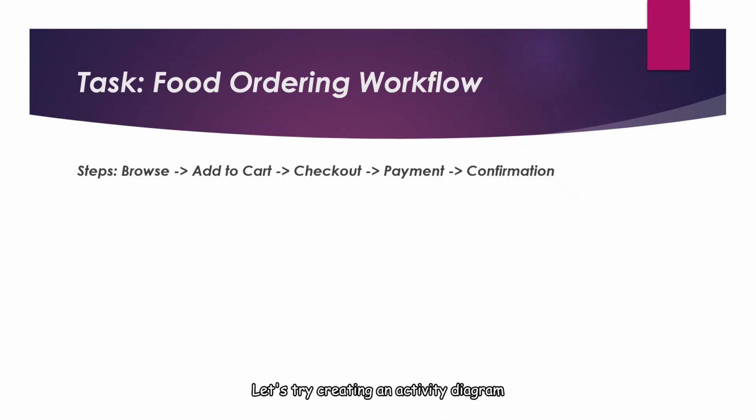Let's try creating an activity diagram for a food delivery app. The workflow might begin with the user browsing the menu, adding items to the cart, and placing an order. The system processes the payment, confirms the order, and starts preparing it. Think about the decision points such as payment success or failure, and parallel tasks like updating inventory and notifying the kitchen. Map it all visually using activities, decisions, and flow connectors.